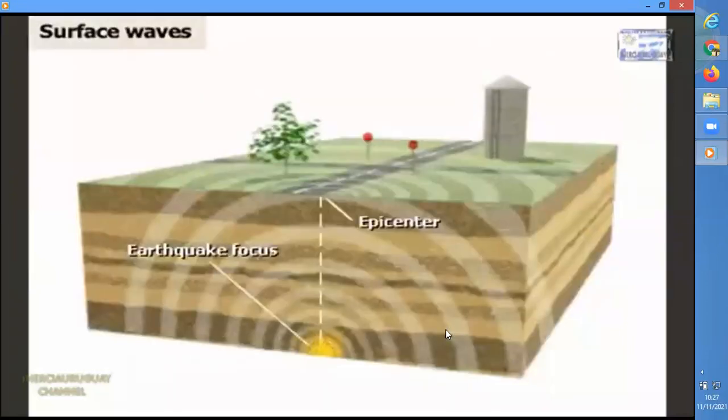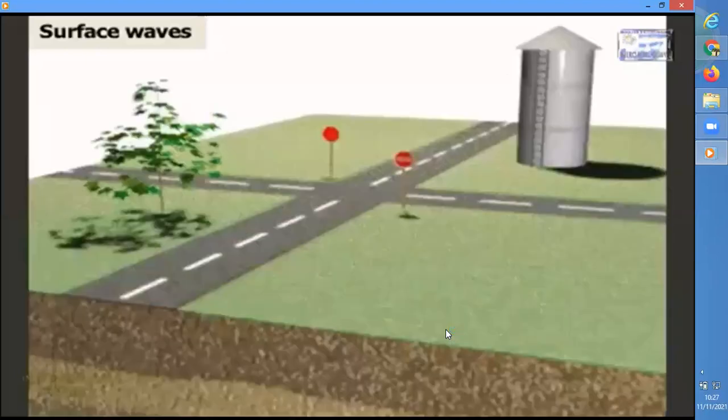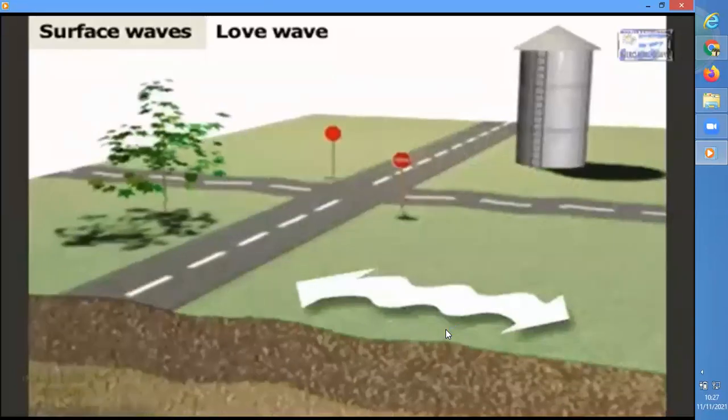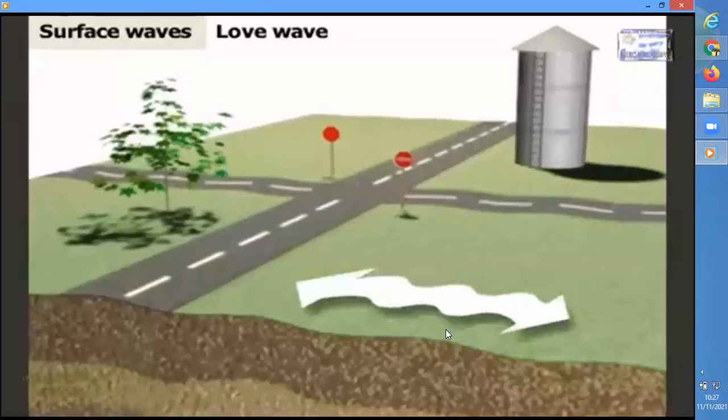Surface waves radiate outward from the epicenter, the point on the surface closest to the focus. Surface waves are slower than body waves, traveling at 2 to 3 kilometers per second. They can change the surface of the Earth as well as damage homes, buildings, and other structures. There are two types of surface waves. A Love wave causes side-to-side motion perpendicular to its direction of travel. It can cause damage by breaking roads and pipes.